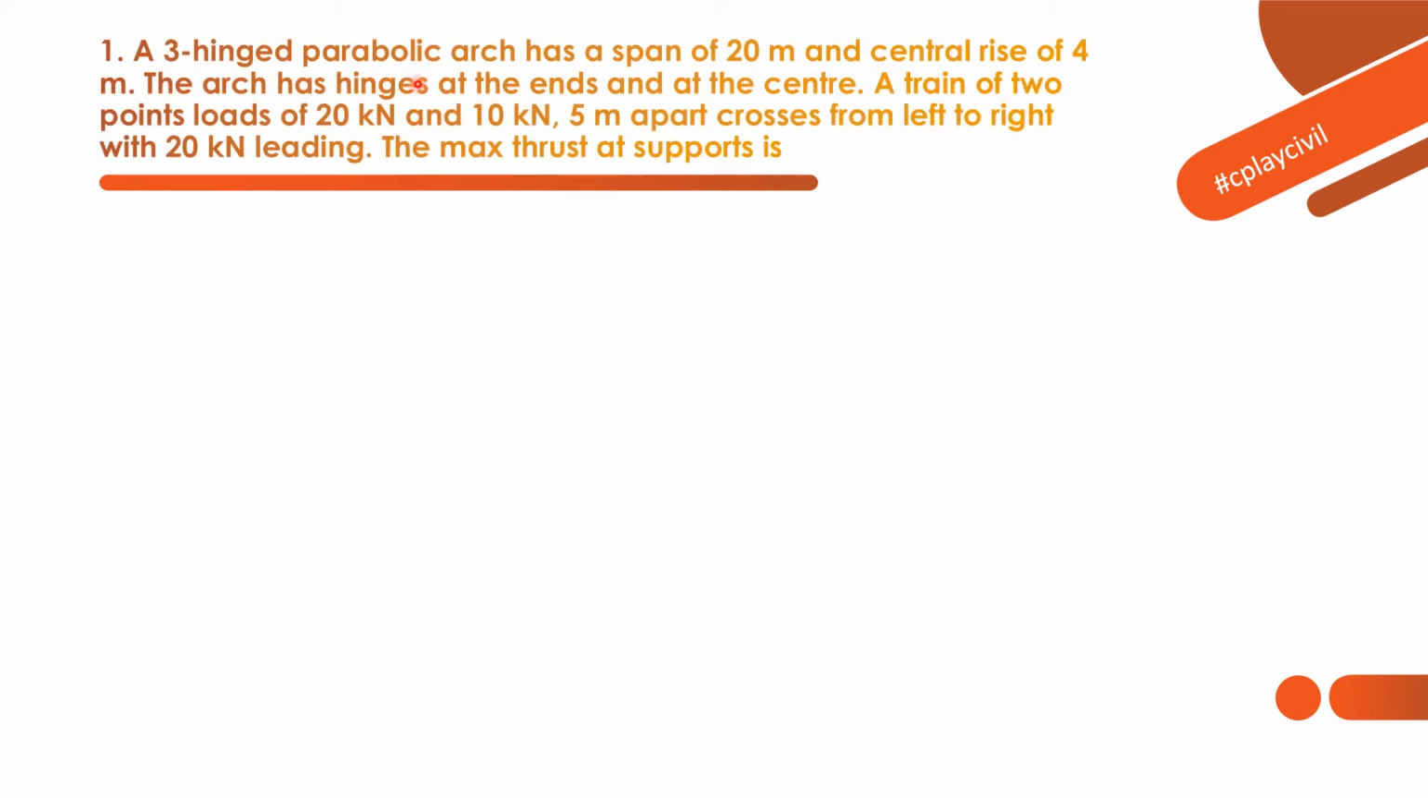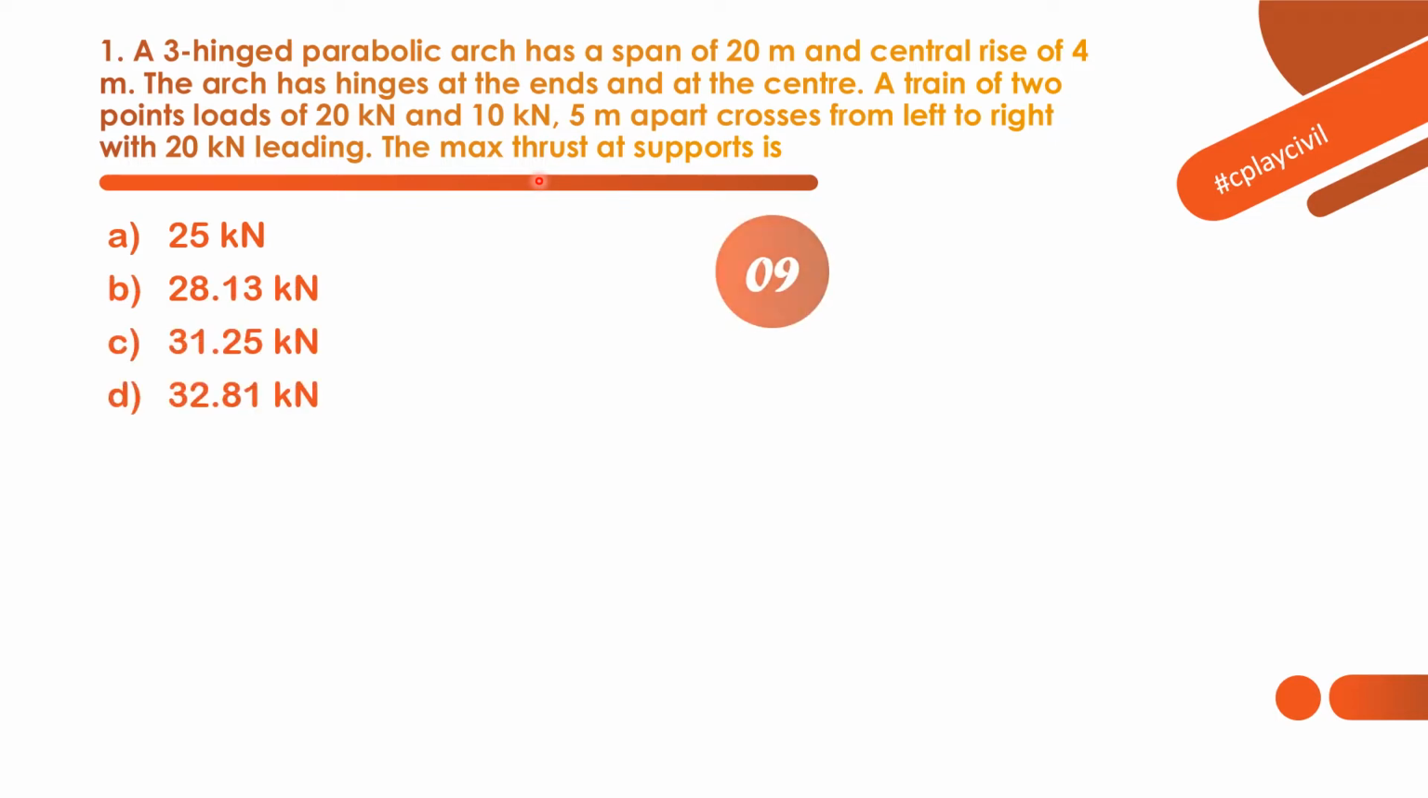A three-hinged parabolic arch has a span of 20 meter and central rise of 4 meter. The arch has hinges at the ends and at the center. So this is a three-hinged parabolic arch, and a train of two point loads of 20 kN and 10 kN, which are 5 meter apart, crosses from left to right of the parabolic arch with a 20 kN load leading. So we have to find the maximum thrust at support.